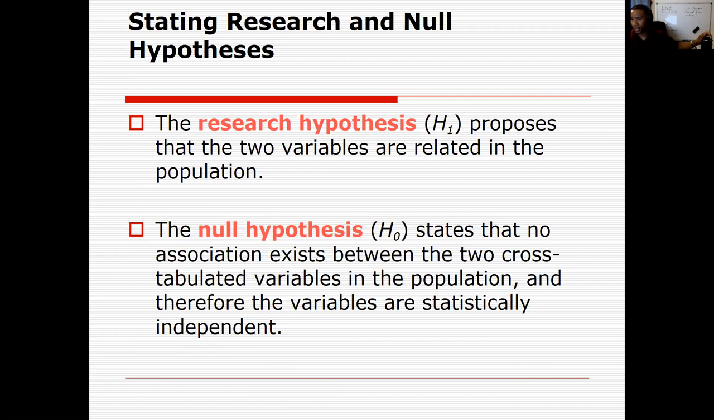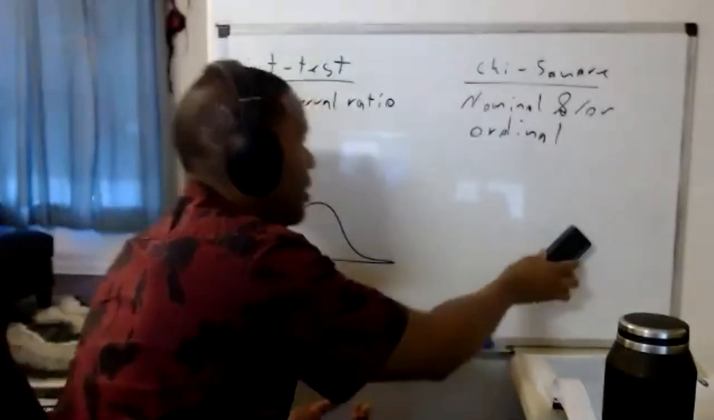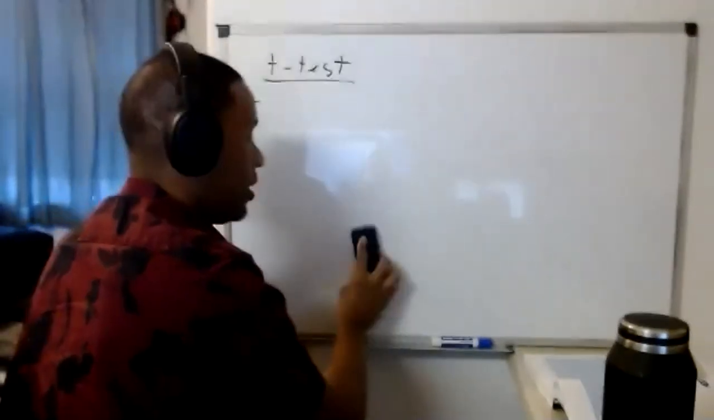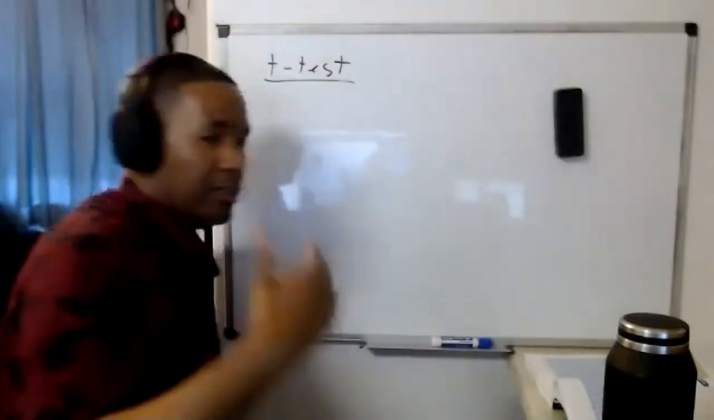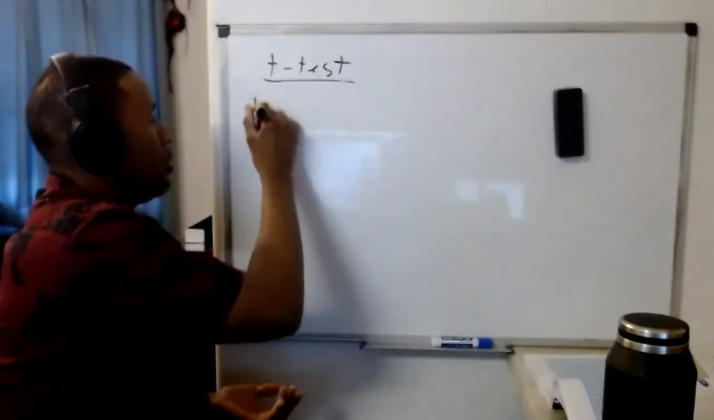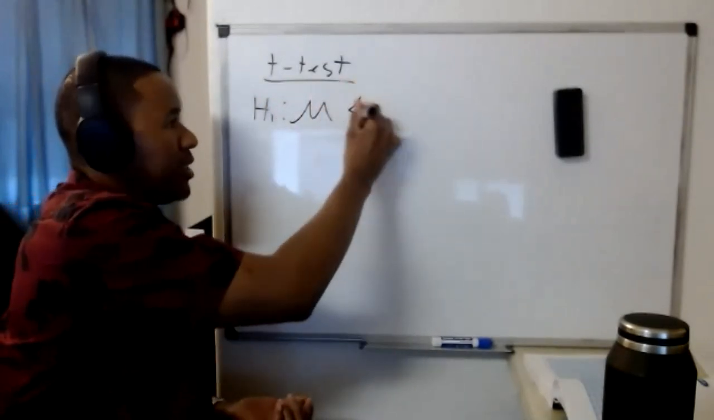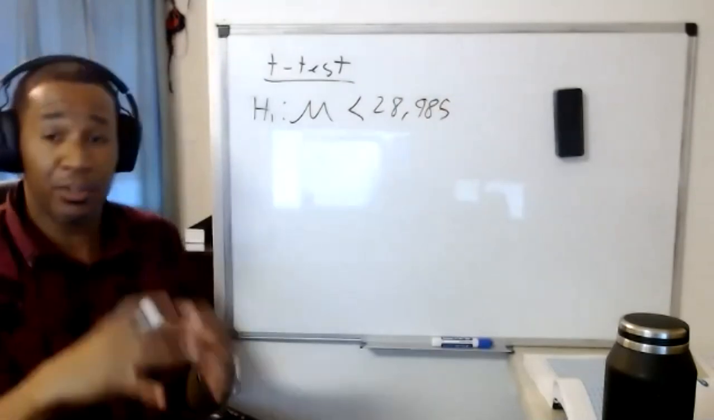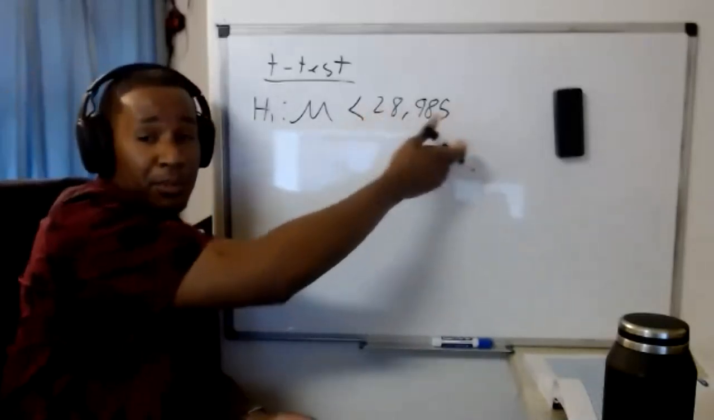So what do I mean by that? If you remember from the t-test in chapter 8, one of our hypotheses was that the mean wages of African Americans was going to be less than the mean wages of all Americans, which we specified as 28,985. So we wrote H subscript 1, mu, representing the mean wages of African Americans, was less than 28,985. Okay, so we use population parameter notation. We use less than, greater than, or not equal to. Then we had some specified value.